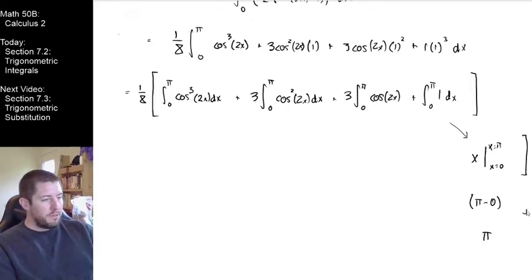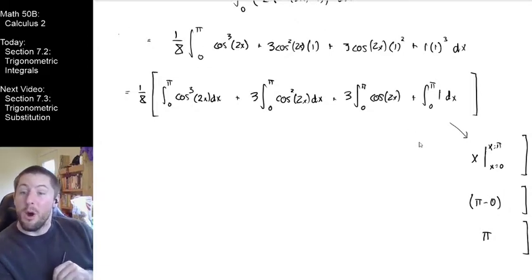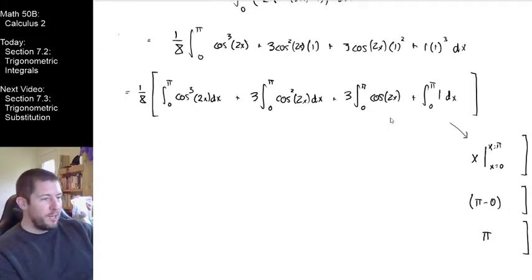That's my contribution from the fourth term. Again, there's my closing bracket right there. So there we go. We've done 1/4 of the integral that we need to do here. This one is not going to be that bad.